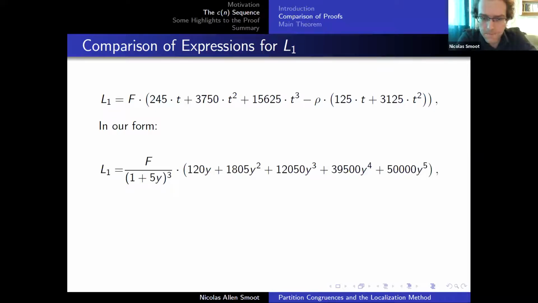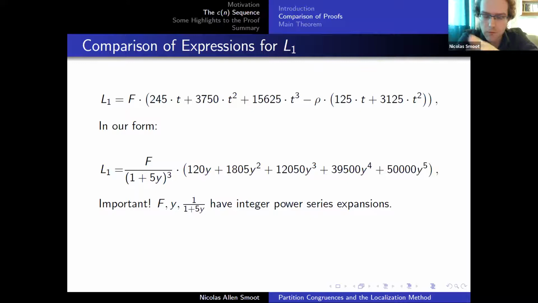Now again, we don't have to worry about that F. And we don't have to worry about 1 over 1 plus 5y, because that's an eta quotient. It has an integer power series. We can ignore it. All we have to do is look at the polynomial that's left. And sure enough, 5, 5, 5, 5, 5. We have the divisibility by 5. It falls out very naturally as a result. And it's only a single variable identity.